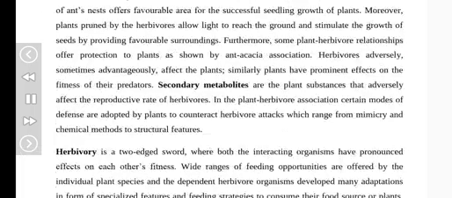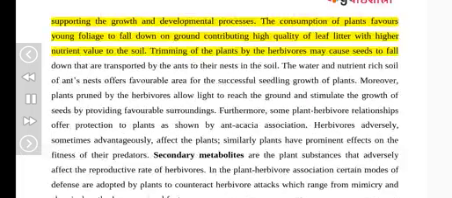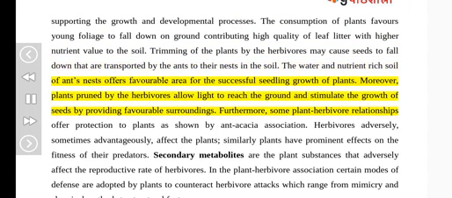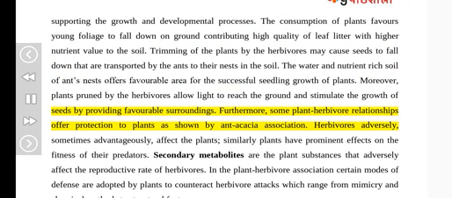The consumption of plants favors young foliage to fall down on the ground, contributing high quality leaf litter with higher nutrient value to the soil. Trimming of the plants by the herbivores may cause seeds to fall down that are transported by the ants to their nests in the soil. The water and nutrient-rich soil of ants' nests offers a favorable area for the successful seedling growth of plants. Moreover, plants pruned by the herbivores allow light to reach the ground and stimulate the growth of seeds by providing favorable surroundings. Furthermore, some plant-herbivore relationships offer protection to plants, as shown by the ant-acacia association.